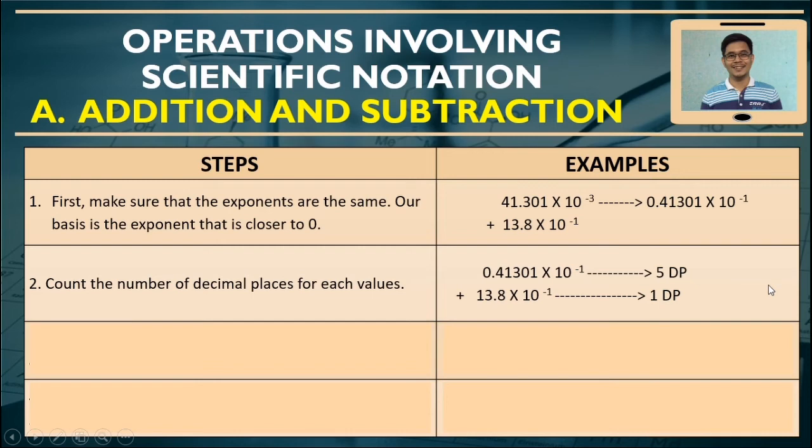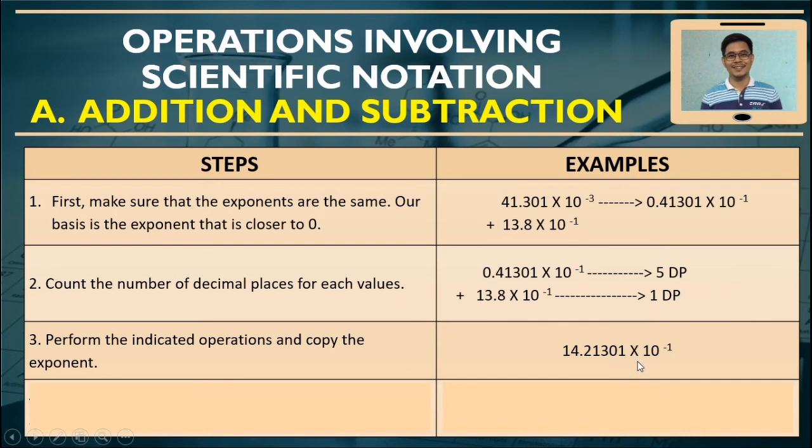And then for our step number 3, which is perform the indicated operation and copy the exponent. So just add 0.41301 to 13.8. And then it will give you the answer, 14.2131. And then we just copy their exponent and notation, which is times 10 raised to -1.